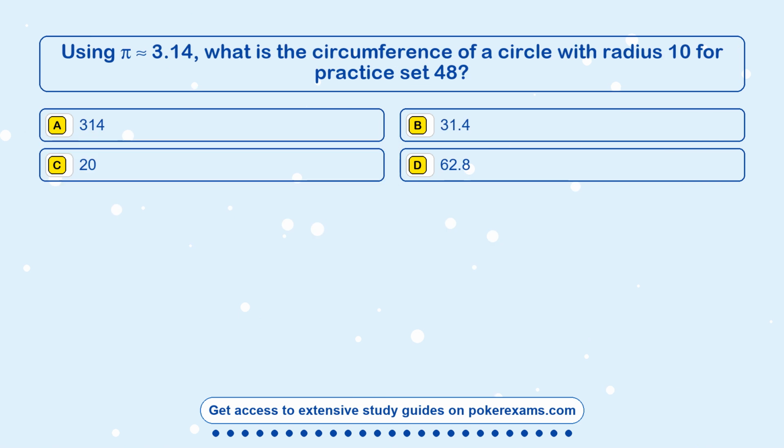Question 17. Using pi as 3.14, what is the circumference of a circle with radius 10 for practice set 48? Option A, 314. Option B, 31.4. Option C, 20. Option D, 62.8.